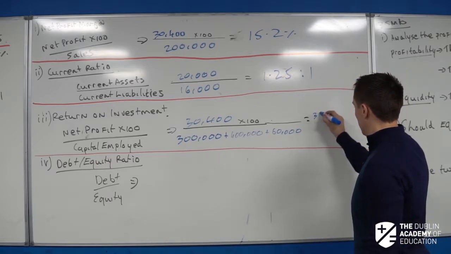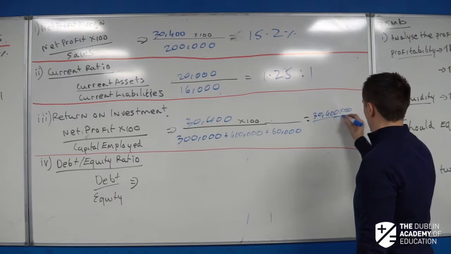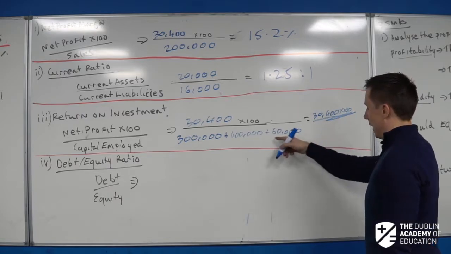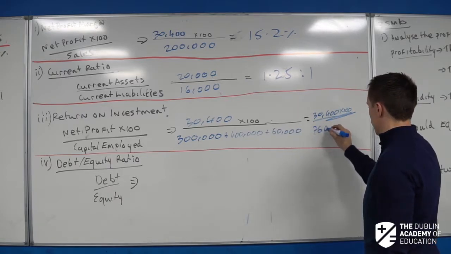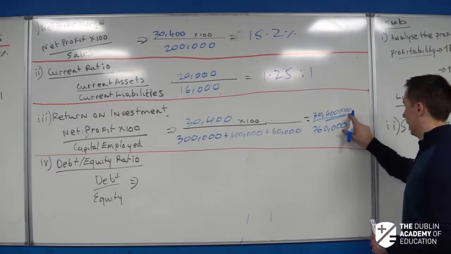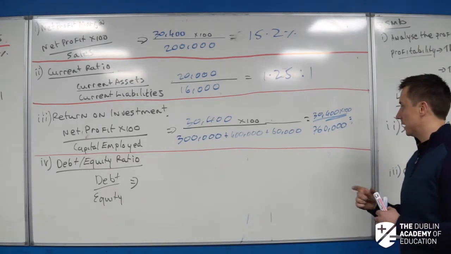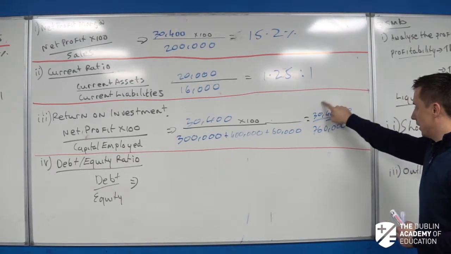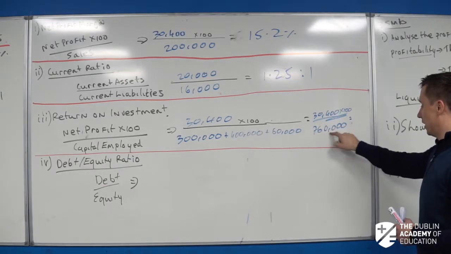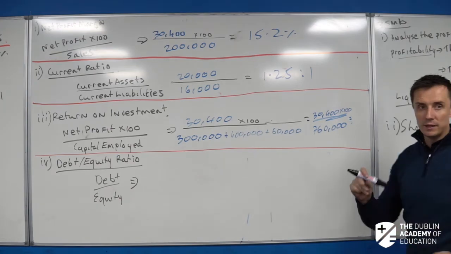So now again, it's 30,400 multiplied by 100, divided by 760,000. Okay, so the answer then, if you guys are using it there in the calculator, it'll be a little bit cramped in here, but the answer that you're going to get with that, 30,400 divided by 760,000, will give us 4%, okay?